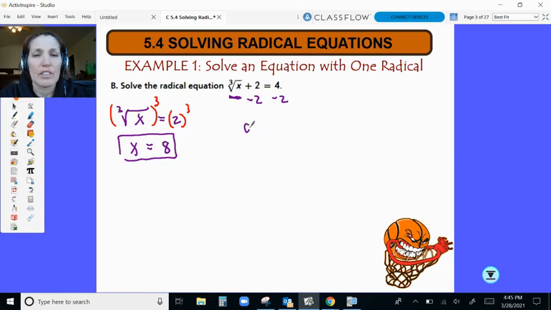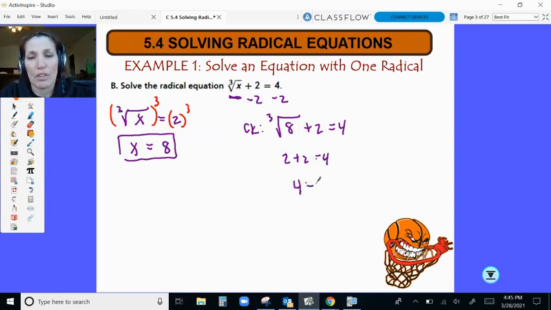And again, we want to check this over here. So we go cube root of 8, plus 2, equals 4. The cube root of 8 is 2, plus 2 equals 4. And of course, 2 plus 2 does equal 4. So that checks out. So 8 is indeed my solution.